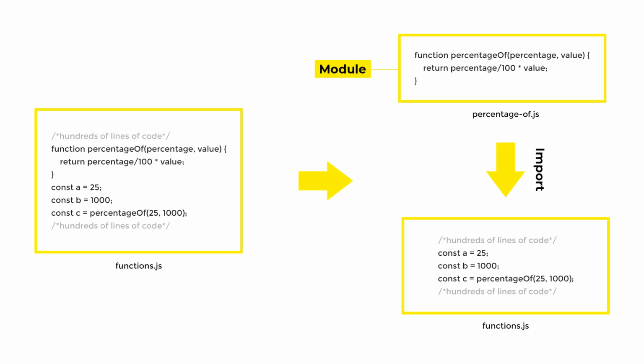A module is a chunk of code separated from the main application's code. It's a file that contains a set of functions that are supposed to solve a specific problem. The separation of that part of code is very beneficial for the development of an application.